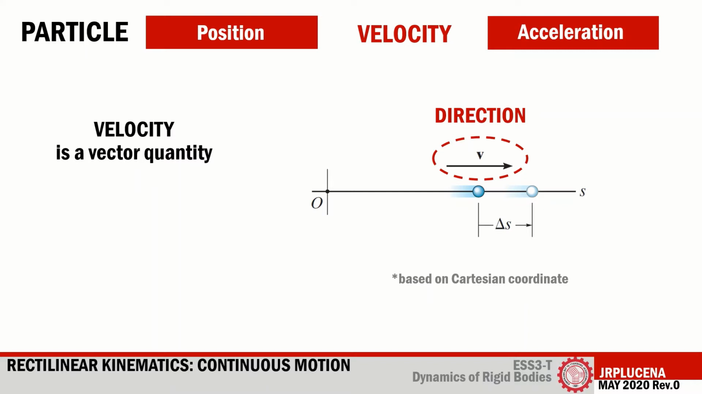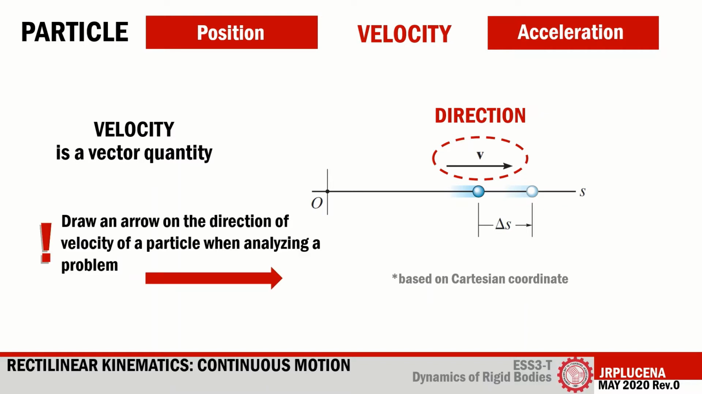If the velocity is directed to the right, it follows the sign convention similar to the position. If the direction of velocity is to the right, it is positive, and vice versa, if it is directed to the left, that is negative. So it also follows the same sign convention as the position. As an advice in solving kinematics, let us draw an arrow on the direction of the velocity of a particle when analyzing a problem.